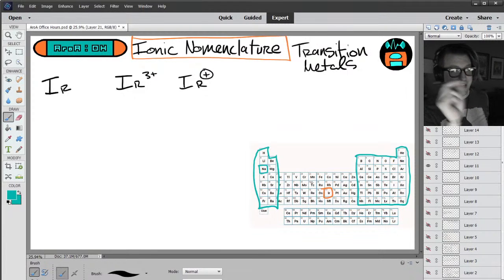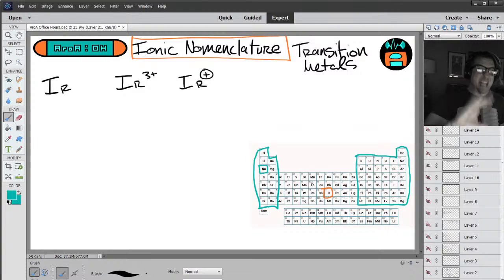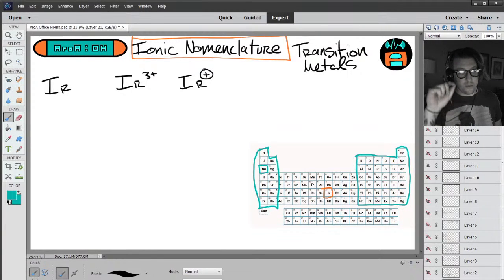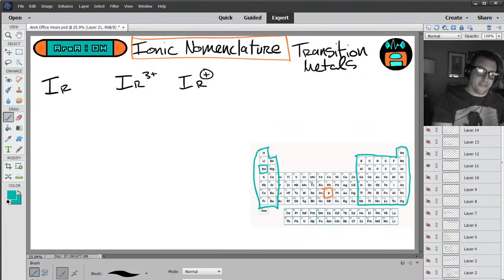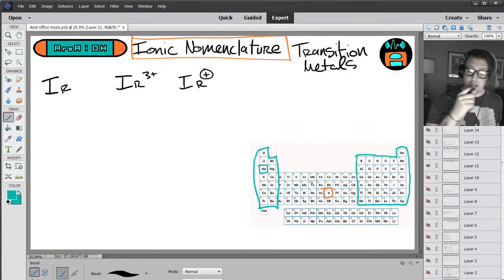Now, this may sound like it's going to be a headache. You might be hearing this and thinking, oh my gosh, this is going to be such a pain. And it is and it isn't. When you're given a formula and asked to determine the name, it'll make that a little bit more work. But when you're given the name and asked to determine the formula, it'll actually simplify things a bit for you. All right, and here's how.